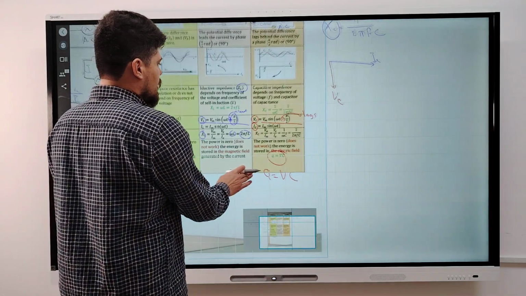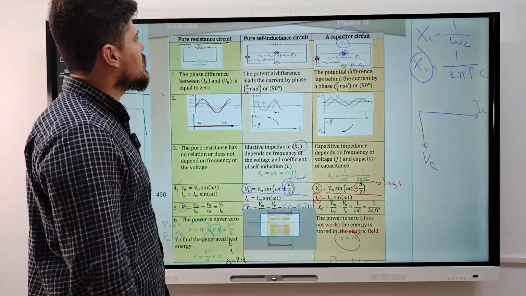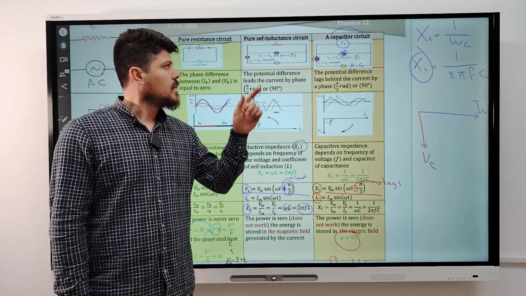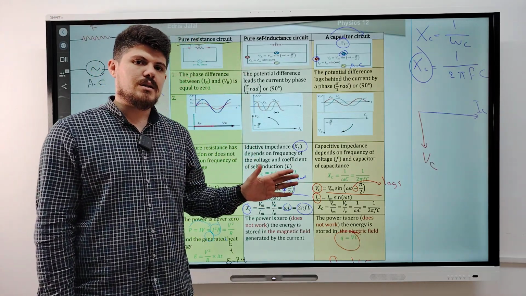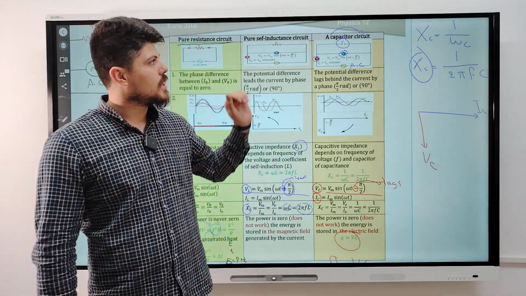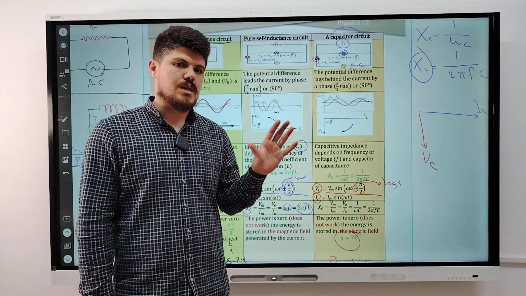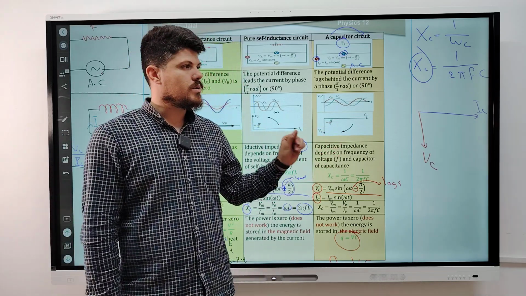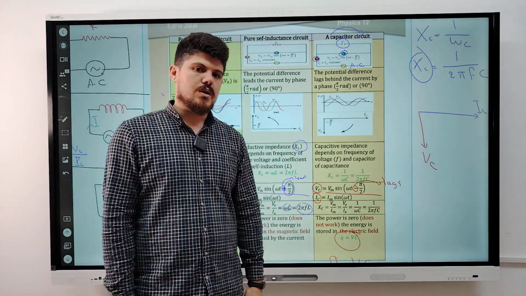Okay? So finally, we can conclude for the pure resistance, pure self-inductance and pure capacitor: in pure resistance we have resistance; in the pure inductance circuit we have inductive impedance XL, depending on the frequency and the coefficient of self-inductance; and the last one, in the capacitor circuit, we have capacitive impedance, XC. What do you mean by capacitive impedance? XC depends on the frequency and capacitance and is inversely proportional to both of them.